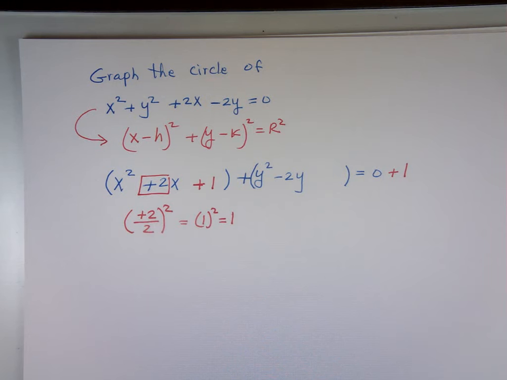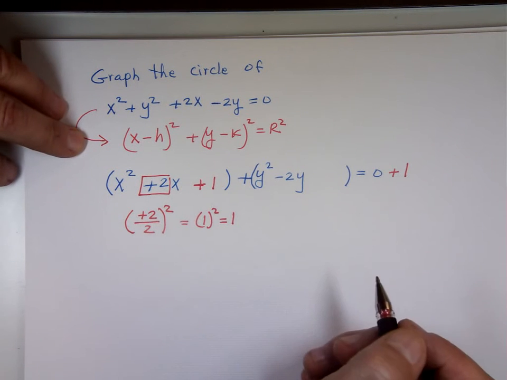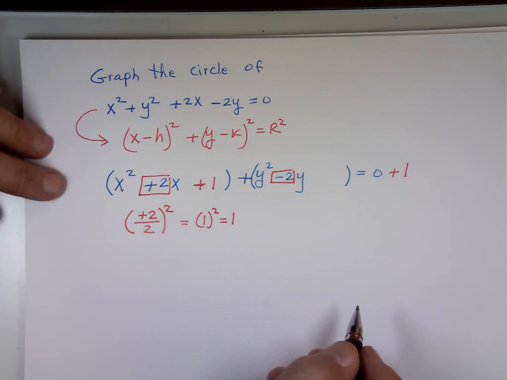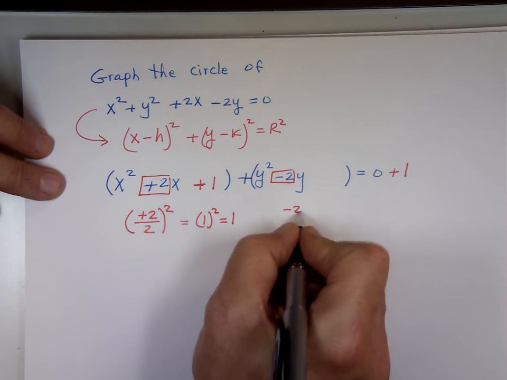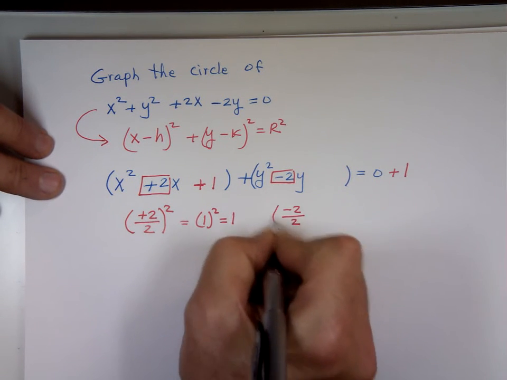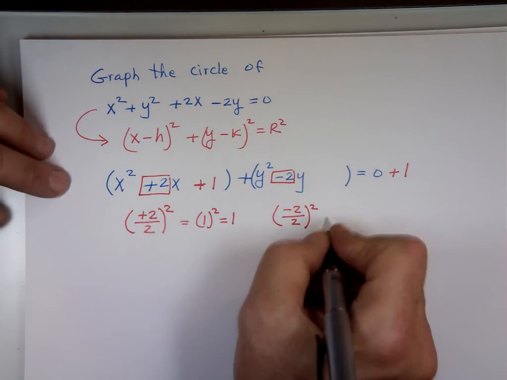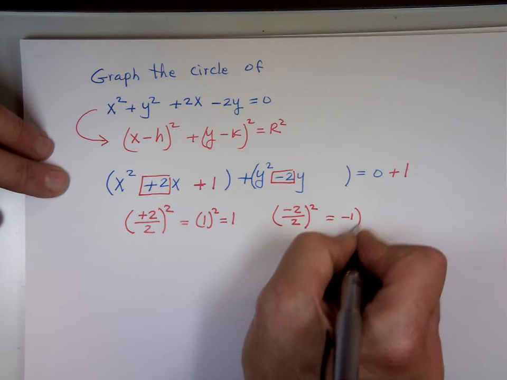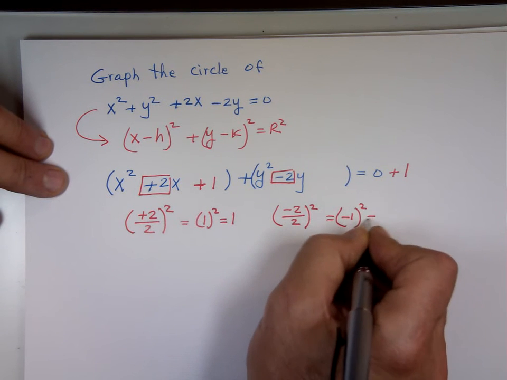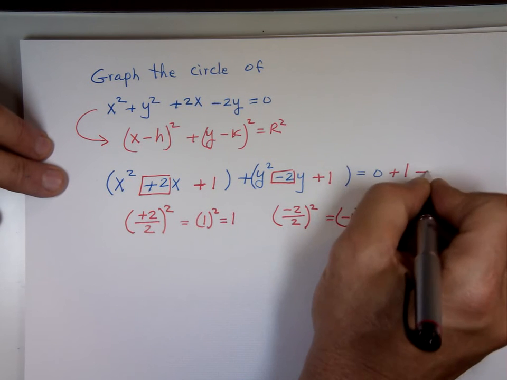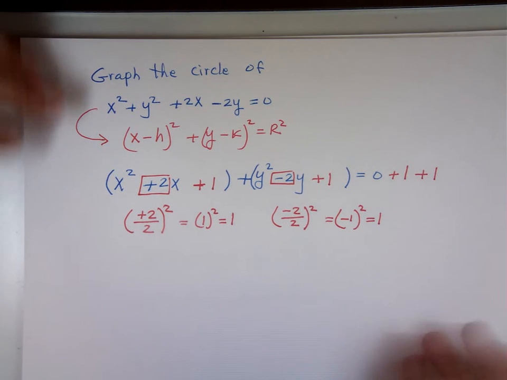Same thing with this one. Let's complete the square. Take the negative 2, divide it by 2 and square it. That'll be a negative 1. When you square it, that's what? 1. Add 1 here. Add 1 here. It's not always 1. It just happens to be in this example.